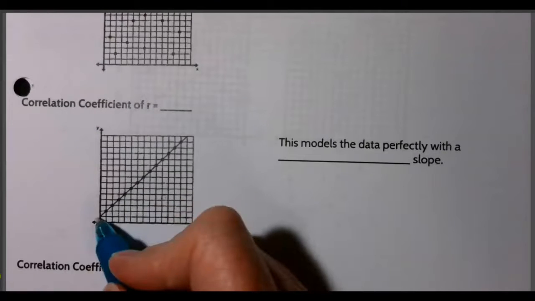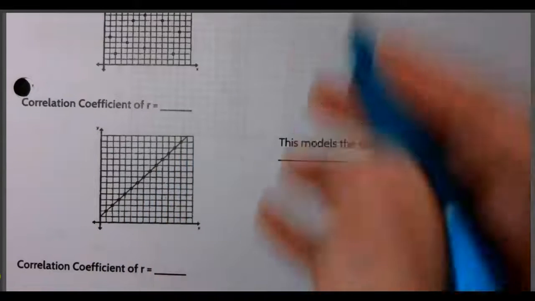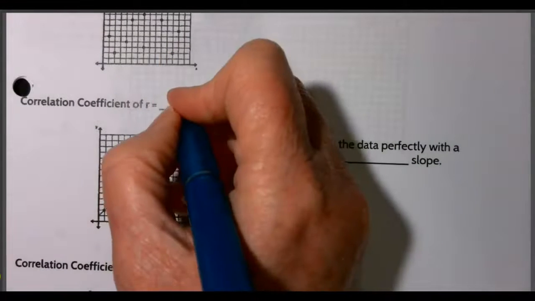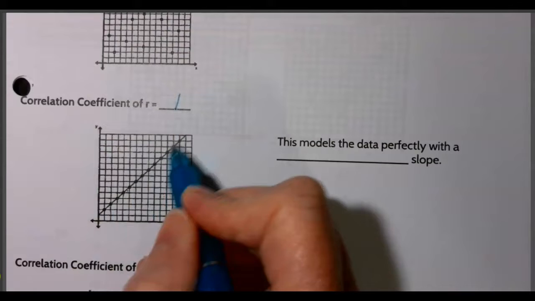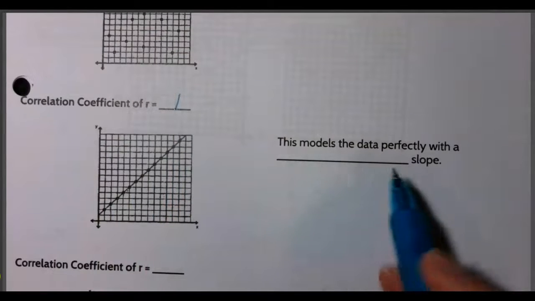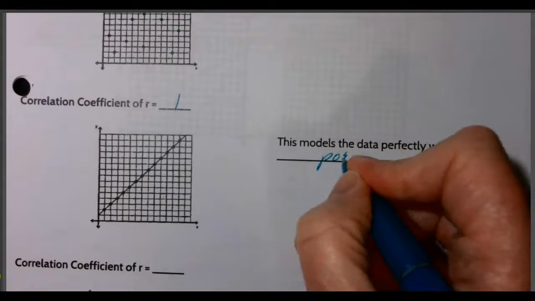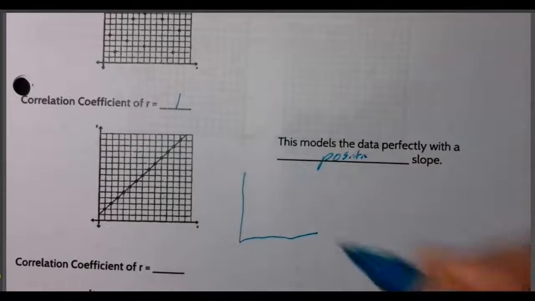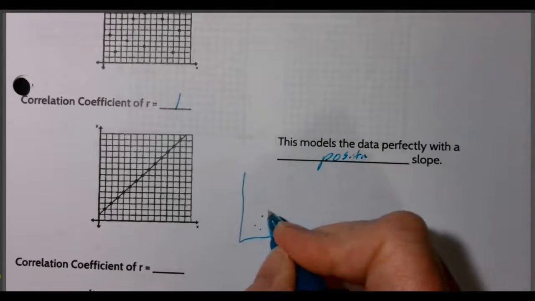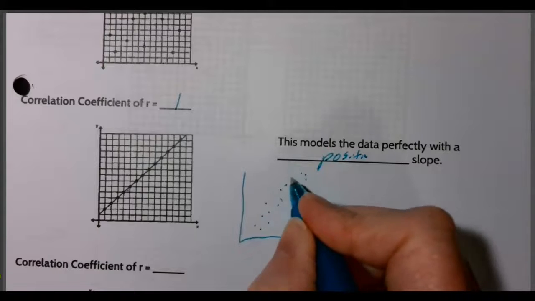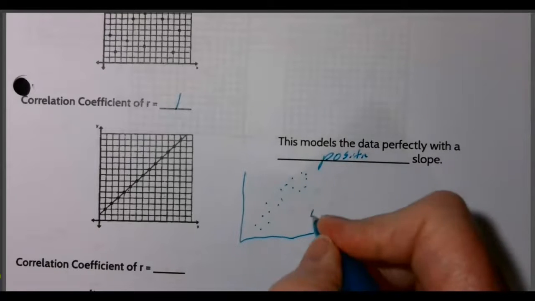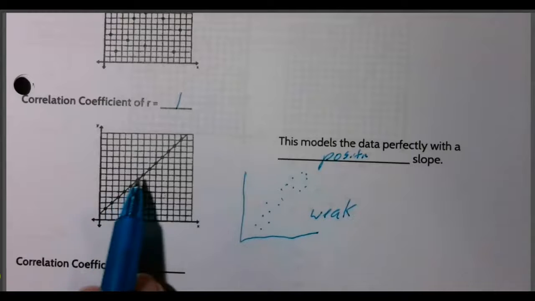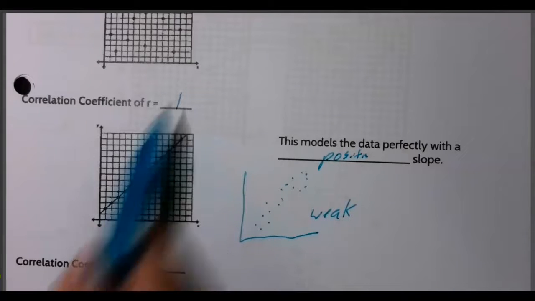Look at this one. That is really strong. Okay, I'll show you a weak one in just a second. This is a strong correlation because it's right on the line. This model is a positive correlation. I can have a positive correlation that's weak by doing this. We can see it's going in a positive direction, but this is a weak positive correlation. This is a strong positive correlation, so it's really close to 1.